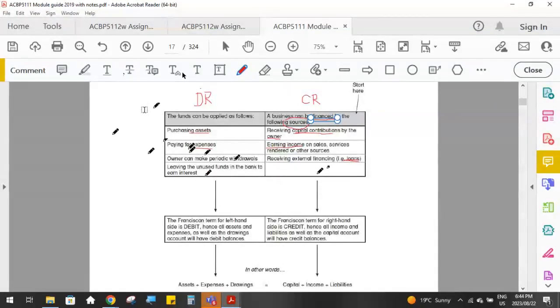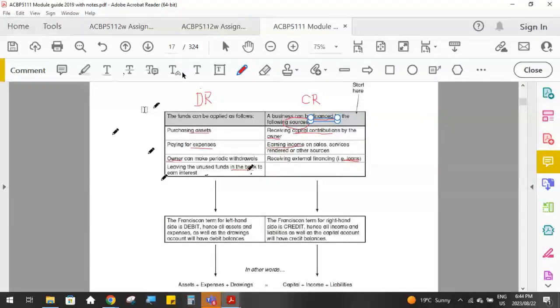Or the money can be taken out of the business by the owner. In other words, he's taking some money for himself, which is called drawings. And the fourth thing is we can otherwise leave the rest of the money in the bank account.